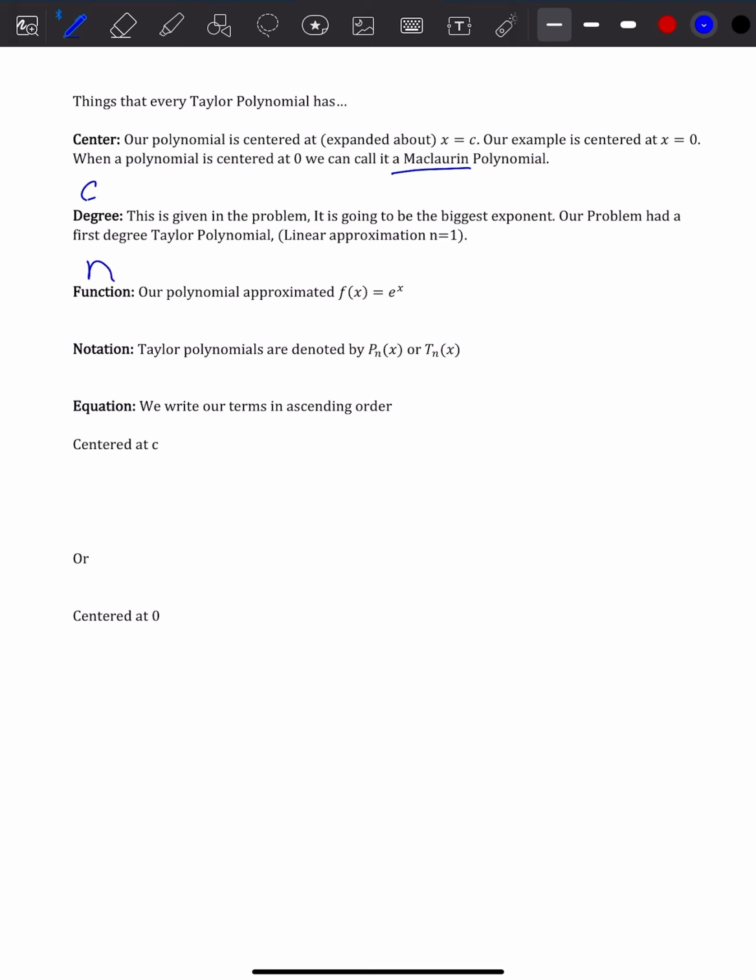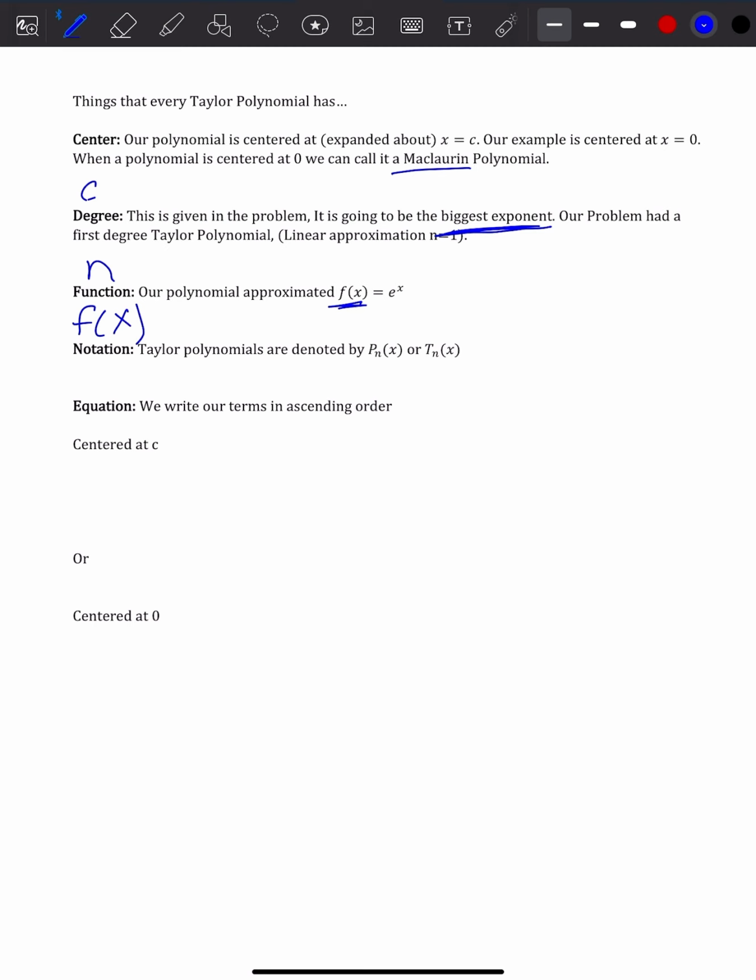So we have n as our variable here. n is always going to be that biggest exponent. We have our function. In our last one, it was e to the x. This is going to be our f of x. And then notation. Taylor polynomials are denoted as capital P sub n of x or T sub n of x. P, I'm assuming for polynomial, T for Taylor. And then the last thing is we want to write our terms in ascending order.